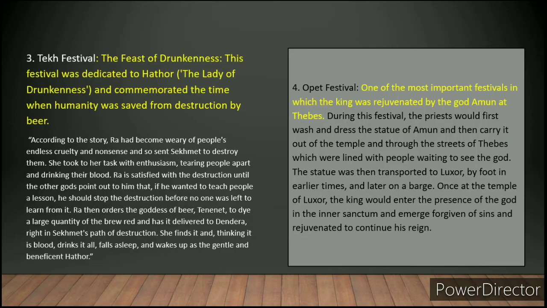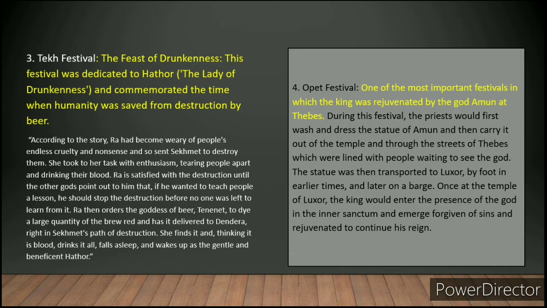The third one is the Tekh Festival, also known as the Feast of Drunkenness. This festival was dedicated to Hathor, the Lady of Drunkenness, and commemorated the time when humanity was saved from destruction by beer. According to the story, Ra had become weary of people's endless cruelty and nonsense, and so sent Sekhmet to destroy them.